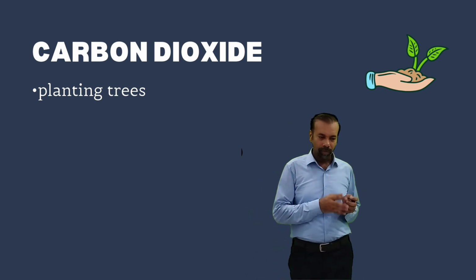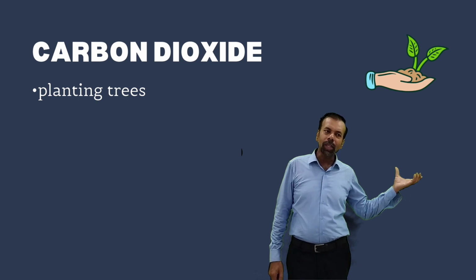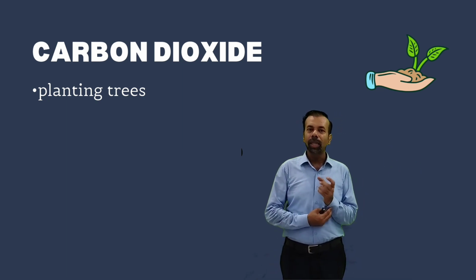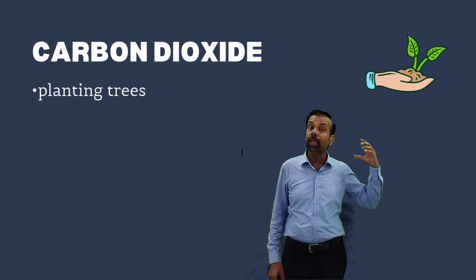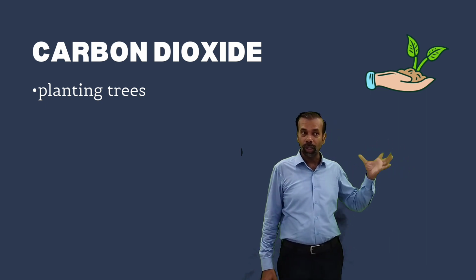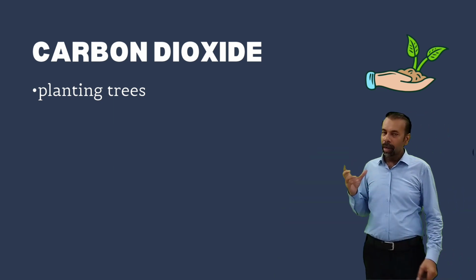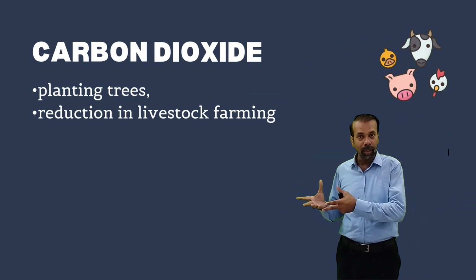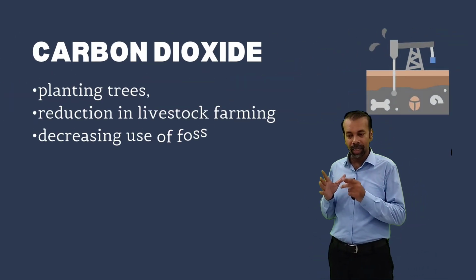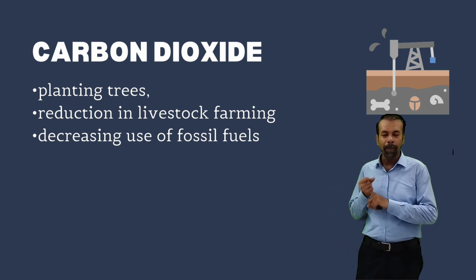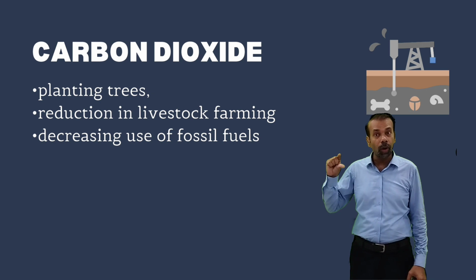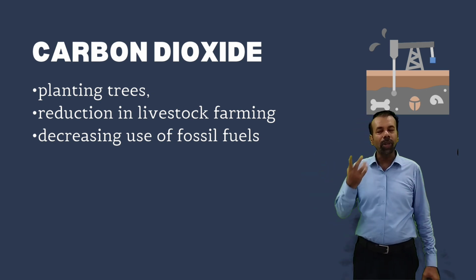Carbon dioxide. How can we minimize the effect of carbon dioxide? Number one, we have to grow more trees, plant more trees so they absorb carbon dioxide. Number two, manage the livestock farming, so that emission of methane gas is minimized and carbon dioxide as well. Also, decrease the use of fossil fuels. How can we reduce this?